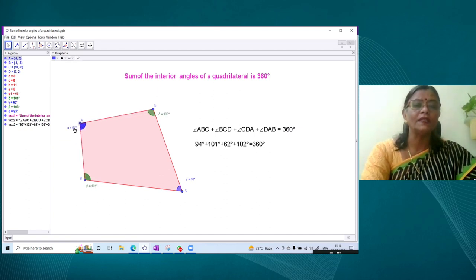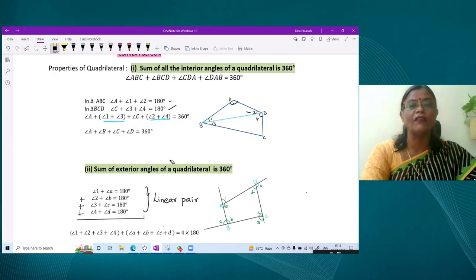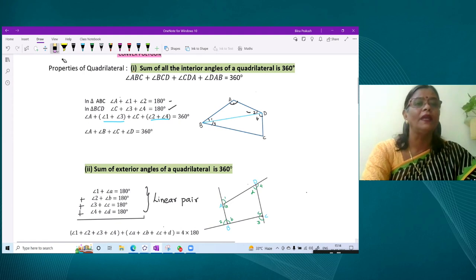You keep changing. That is, it is immaterial what measures these angles have. For any quadrilateral you take, each time they are always adding up to 360 degrees. Can you see that? So that is what we have in it. That is, the sum of the interior angles of a quadrilateral will always be 360 degrees. Right? So this is one piece of information.